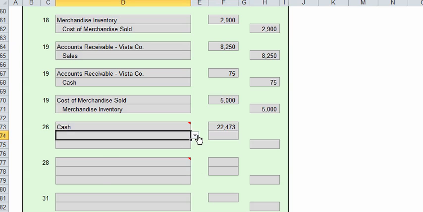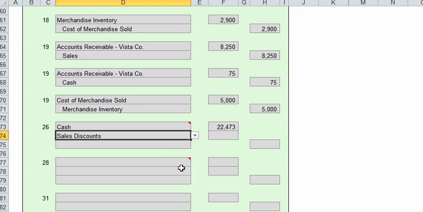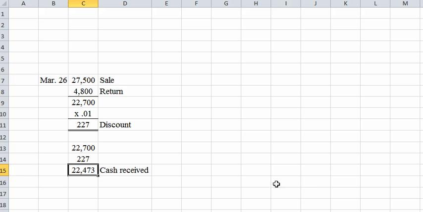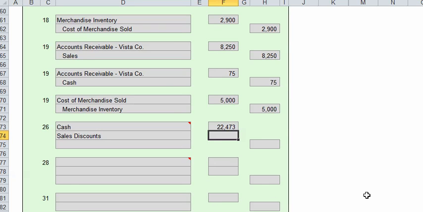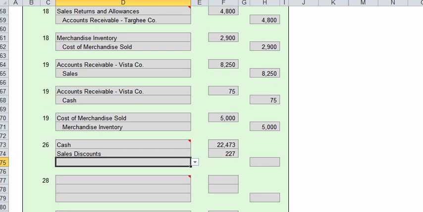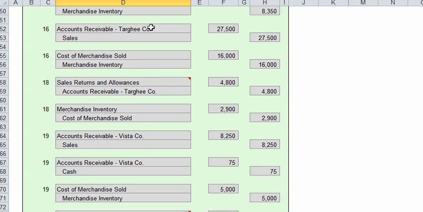Okay, we're going to debit our contra revenue account, sales discounts, to increase its balance by the amount of the discount itself, which was $227. Now, what are we going to credit? Well, accounts receivable Vista Company, was it Vista? No, accounts receivable Targi Company needs to come off the books.